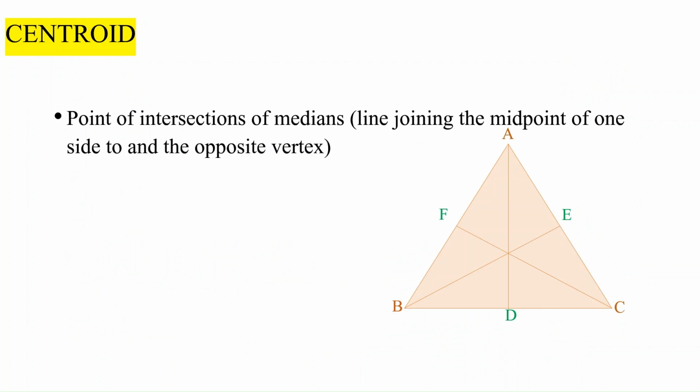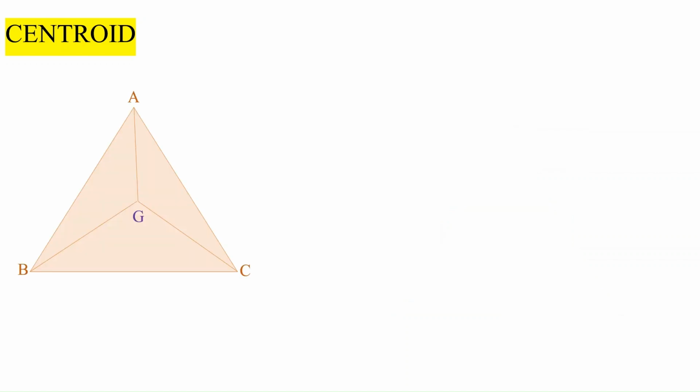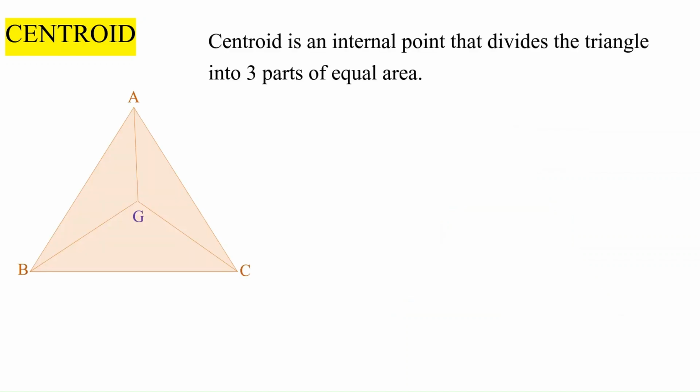Now, the point where all these three medians meet is called as a centroid and is denoted by letter G. This centroid divides the median in the ratio of 2:1. We have to consider starting from the vertex of the triangle. So AG is to GD is 2:1 when we consider the median AD. Now for this centroid, it is an internal point that divides the triangle into three parts of equal area. The triangle ABG, triangle ACG, and triangle BCG, all these three triangles will have equal area.